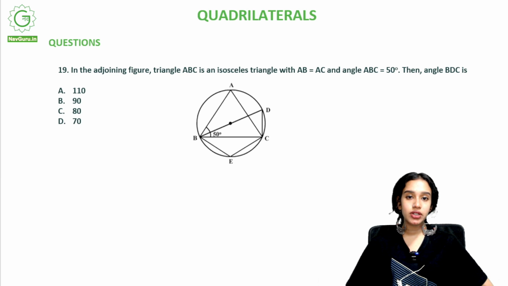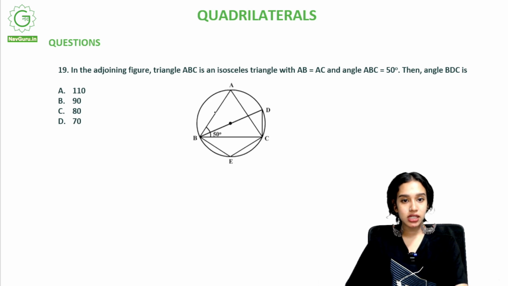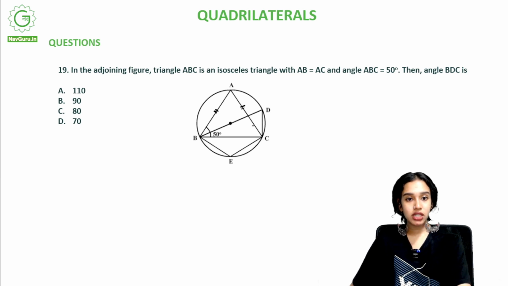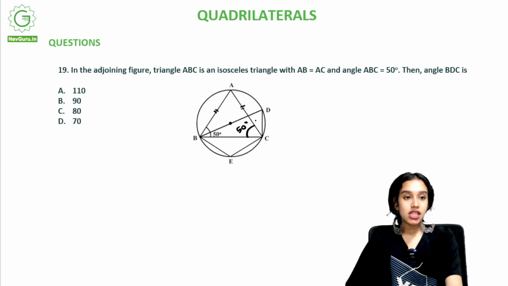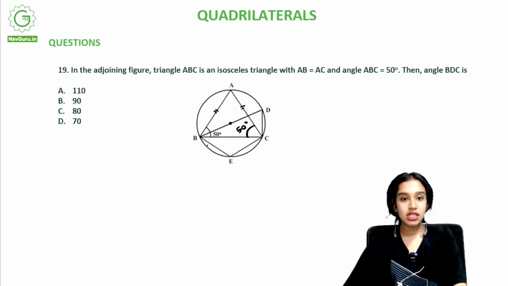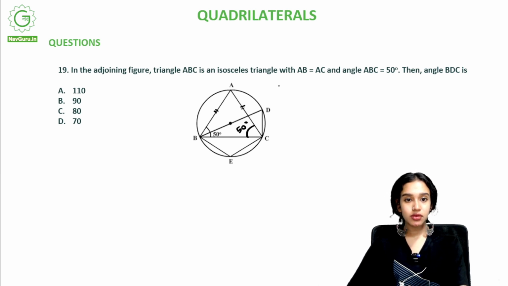In the adjoining figure, triangle ABC is an isosceles triangle with AB equal to AC. So these two sides are equal, right? And angle ABC is equal to 50 degrees. That means angle ACB is also equal to 50 degrees. Then we have to find angle BDC. It's a very simple question, right?